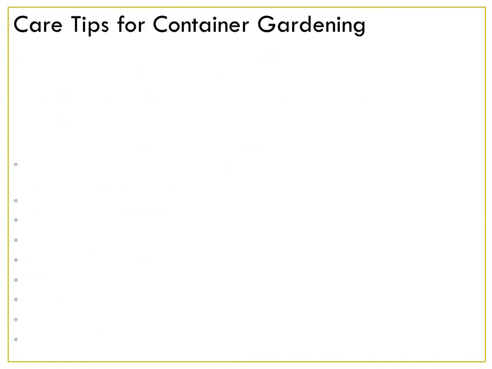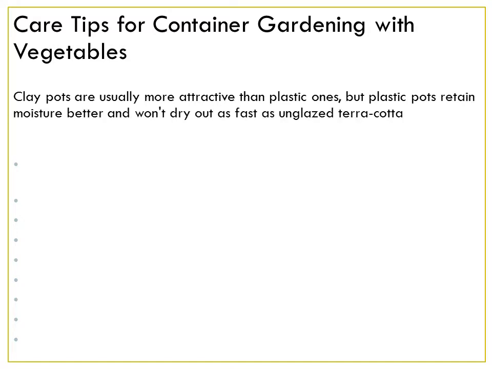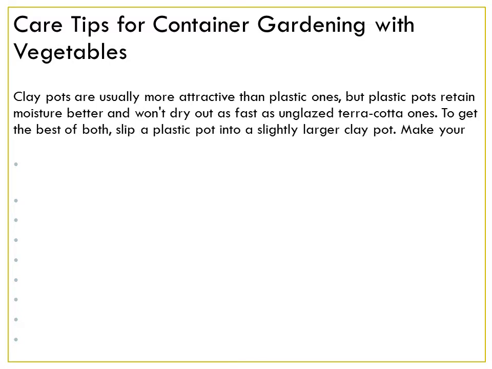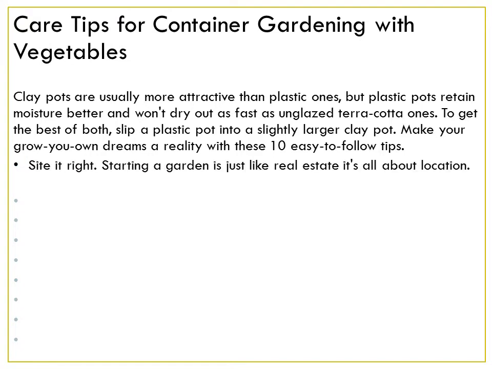What are the care tips we have to undertake? In container gardening with vegetables, clay pots are usually more attractive, isn't it, than the plastic ones. But plastic pots retain moisture better and won't dry out as fast as unglazed terracotta ones. To get the best of both, slip a plastic pot into a slightly larger clay pot. Understood? Take a large clay pot, put inside it a plastic pot.